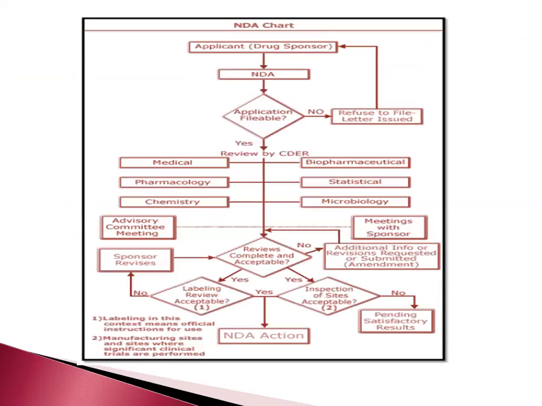This is the flow chart. Here you can see the applicant, that is the drug sponsor. He will file the NDA application. Then the regulatory agency will check whether that particular application is fileable or not. If it is fileable, in that case, they will start review. Okay, they will review medical data, pharmacology data, chemistry data, biopharmaceutical data, statistical data, and microbiology data. If it is fileable, they will continue the review of these studies.